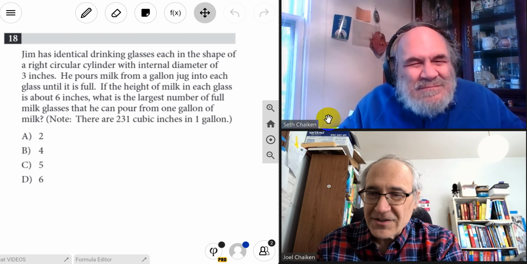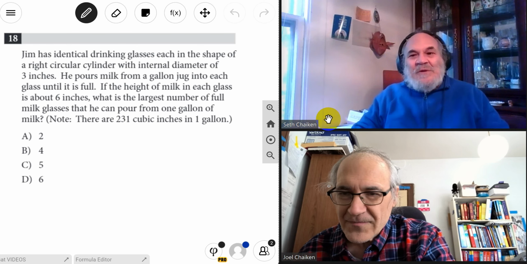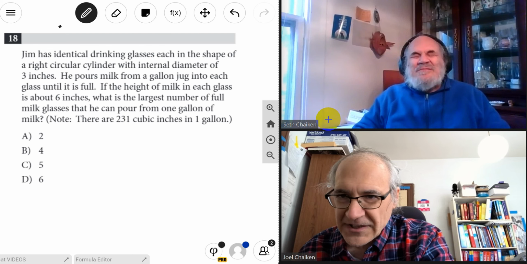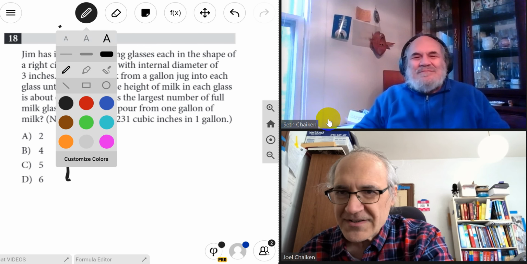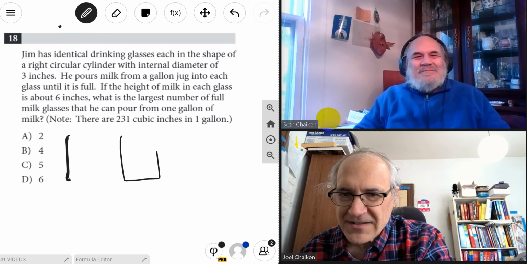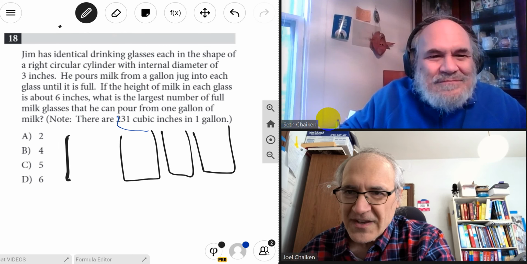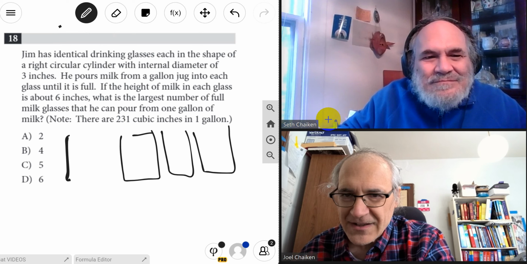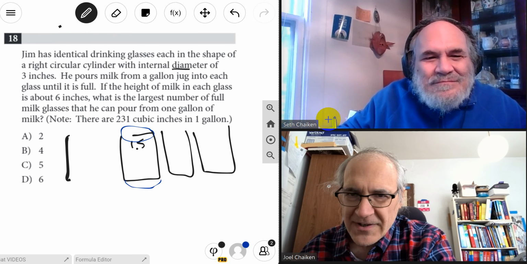So this takes a little digesting, doesn't it? He has identical drinking glasses. Let's draw some pictures. Each is the shape of a cylinder, and the diameter is 3. So let's make the radius 1.5, because we know we're going to have to use the radius. Be careful.